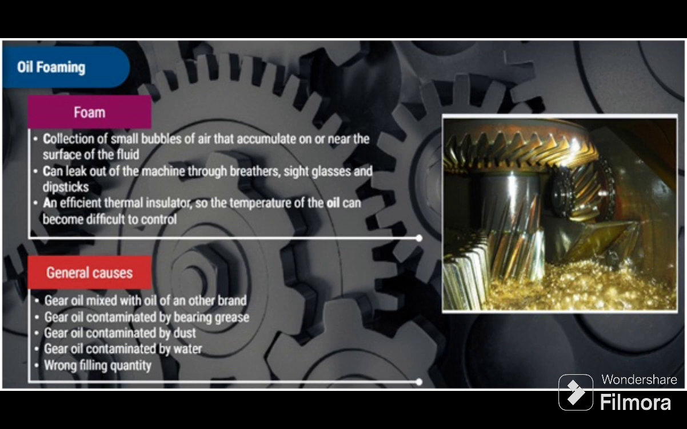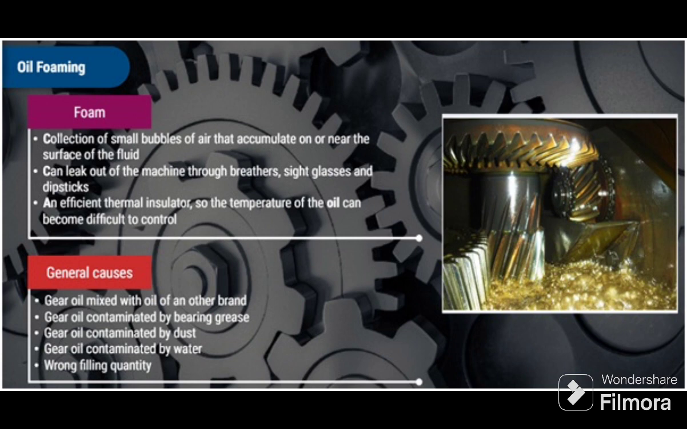Now, before we discuss the concept of oil foaming and how it affects the gearbox, let's understand what foam is. Foam is a collection of small bubbles of air that accumulate on or near the surface of the fluid. In severe cases, the foam can leak out of the machine through breathers, sight glasses, and dipsticks. Foam is an efficient thermal insulator, so the temperature of the oil can become difficult to control.